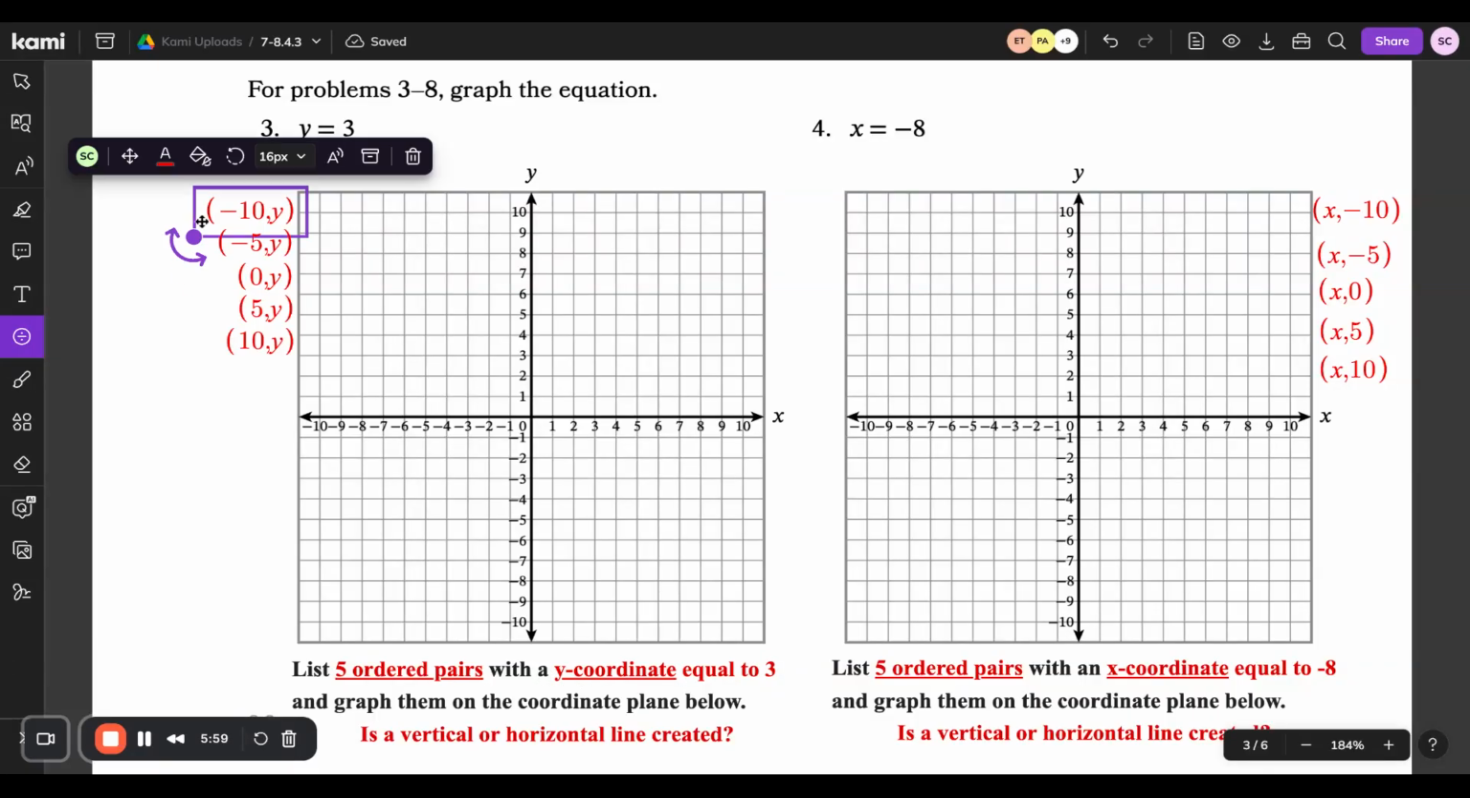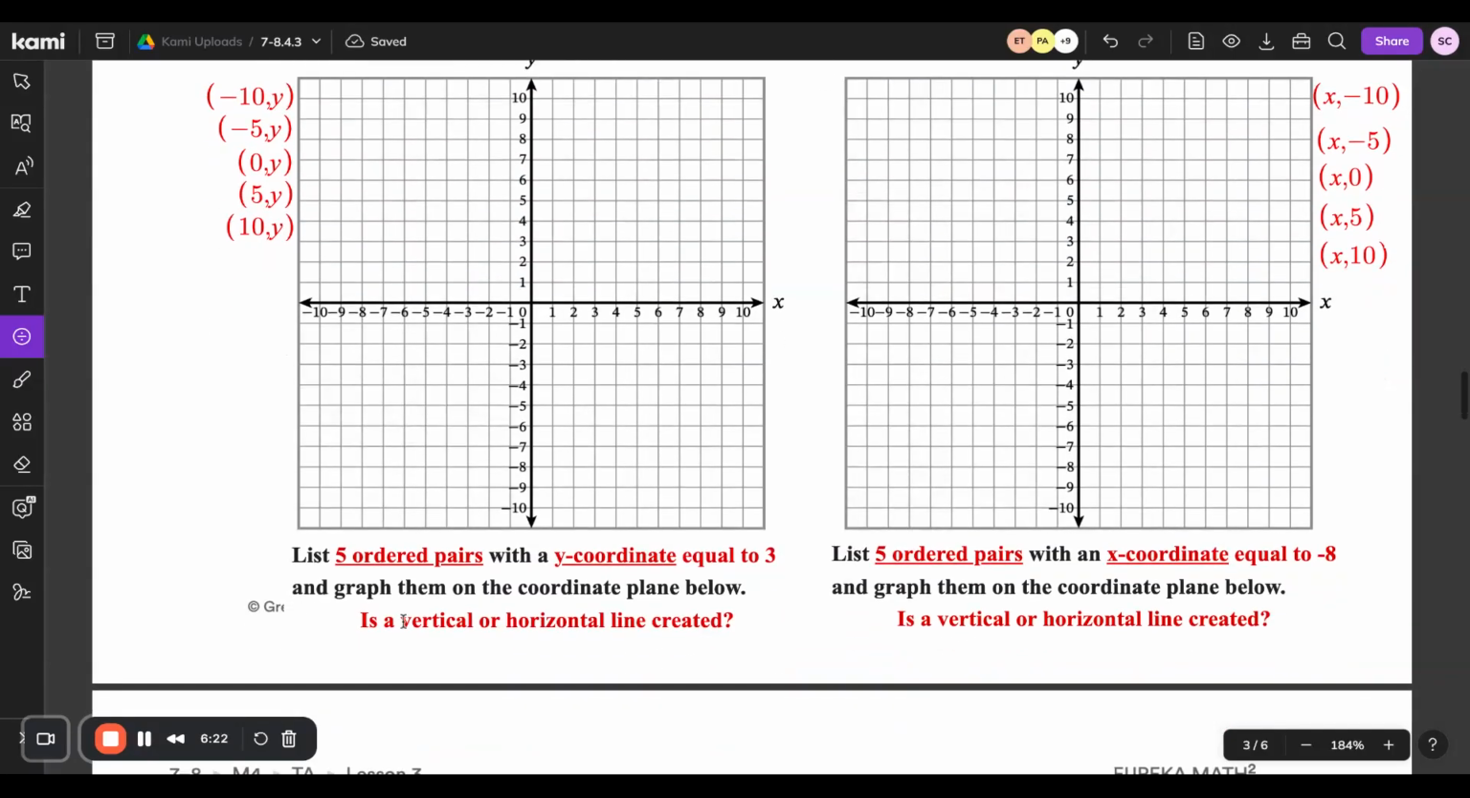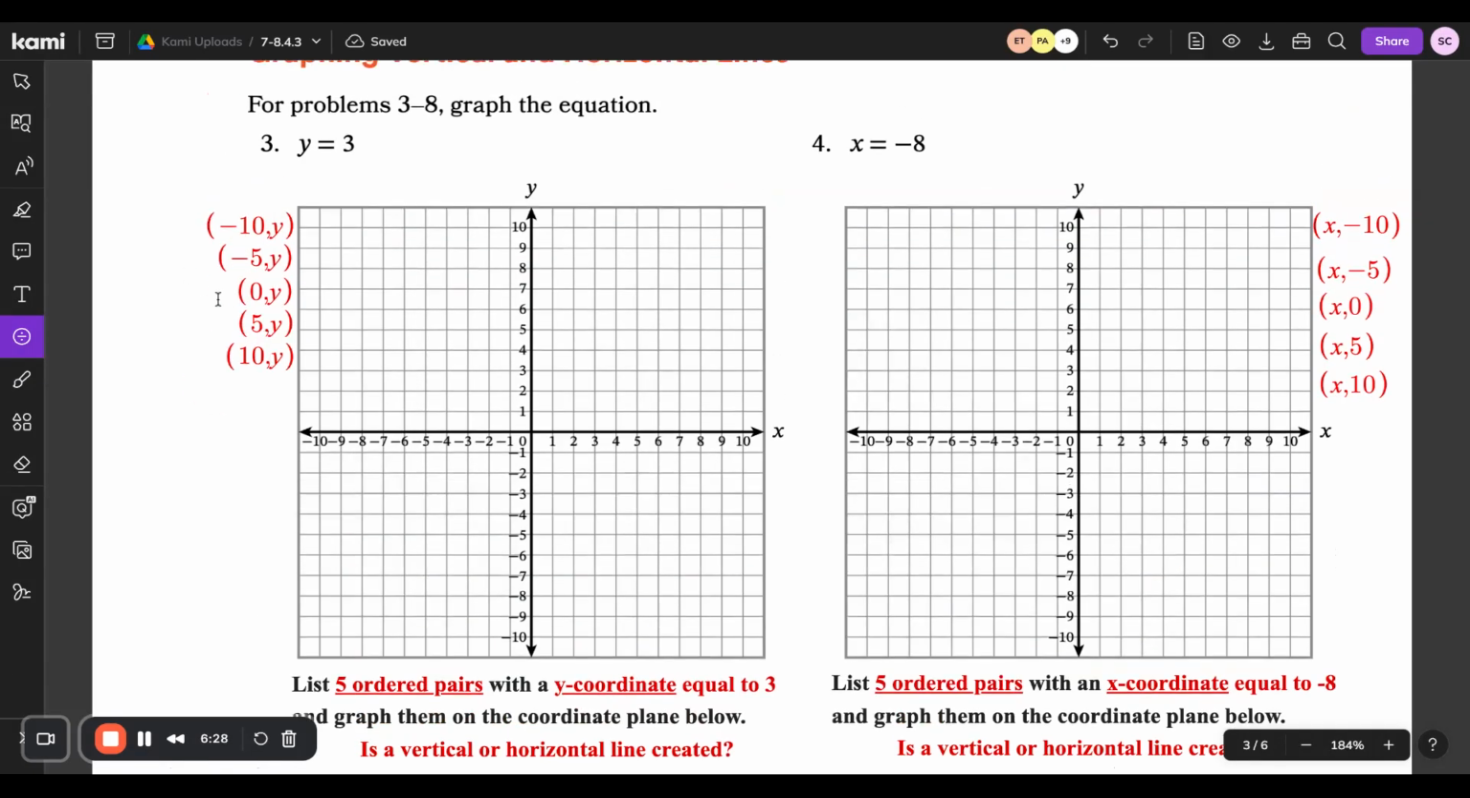So instead of saying (-10, y), just as an example, this is going to be (-10, 3). And for the next one, instead of (-5, y), it's going to be (-5, 3). So then you are going to figure out what the other 3 are going to be, and you are going to list these 5 ordered pairs on the side, just like it is here, and then you are actually going to plot these points on your graph. Now, once you've plotted them, I need for you to answer this question down at the bottom. Do you get a vertical line or a horizontal line that's created when you plot these points?